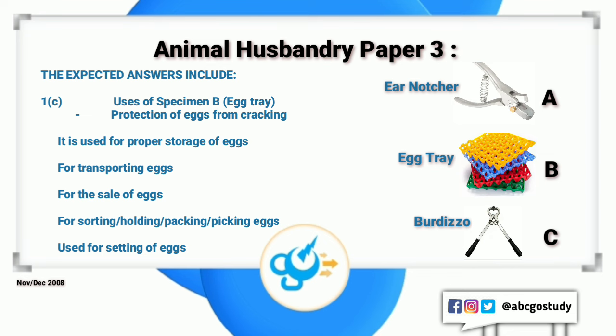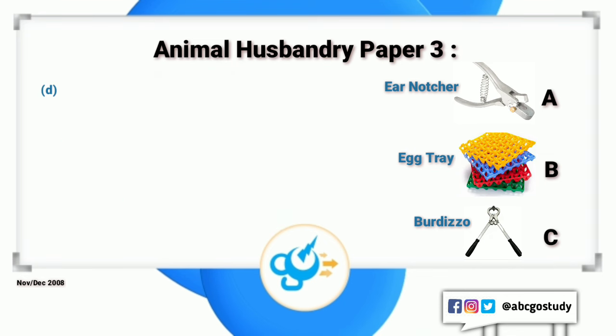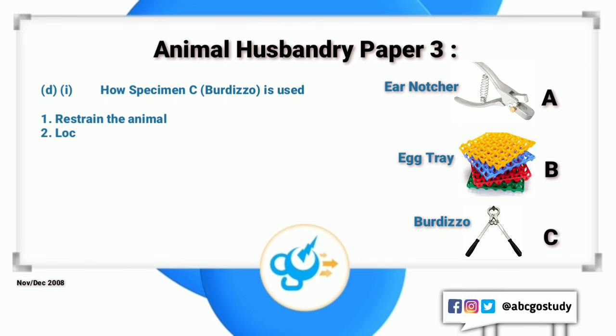So how about question C? We have state 3 uses of specimen B. Okay, I've already said that, I'm sorry. So D is describe how specimen C is used. Specimen C is actually Burdizzo. Normally it's a castration device, and it is designed to break the blood vessel leading into the testicle. So how do they use Burdizzo as a means of castration? What do you mean by castration? Someone should tell me in the description section. And if you don't understand it, I would put more light on that.